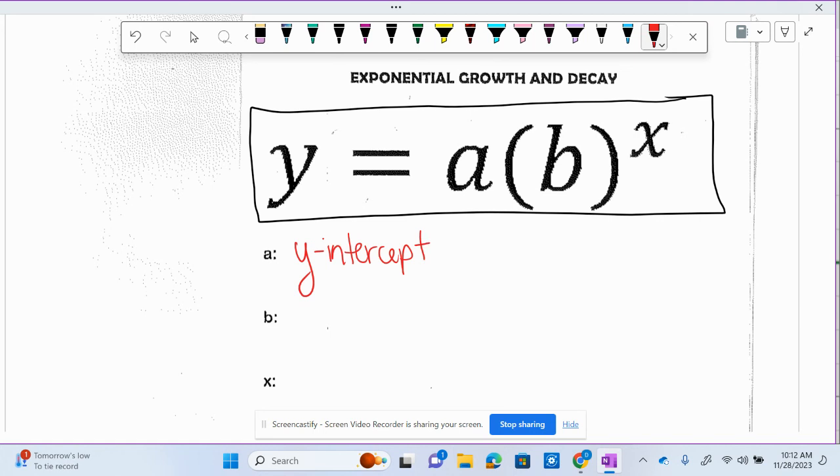That happens when x equals what? I cross the y-axis when x equals what? That happens when x equals 0. Guys, we've been working with x and y intercepts since August. Okay. What is another name for A? What else do we call that? Yeah, we call that the initial value.